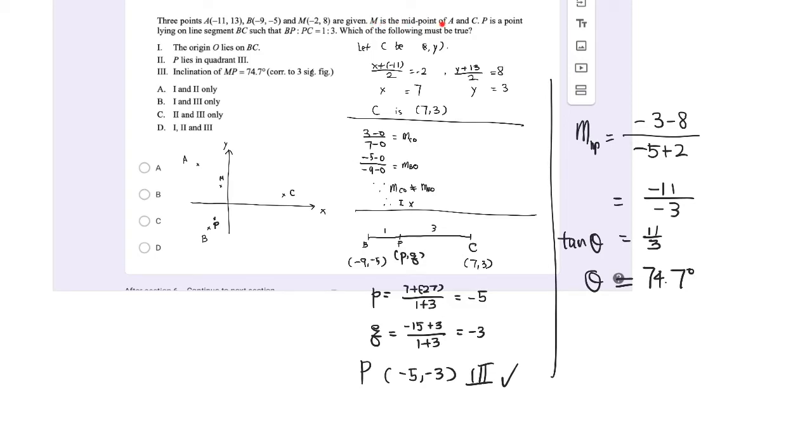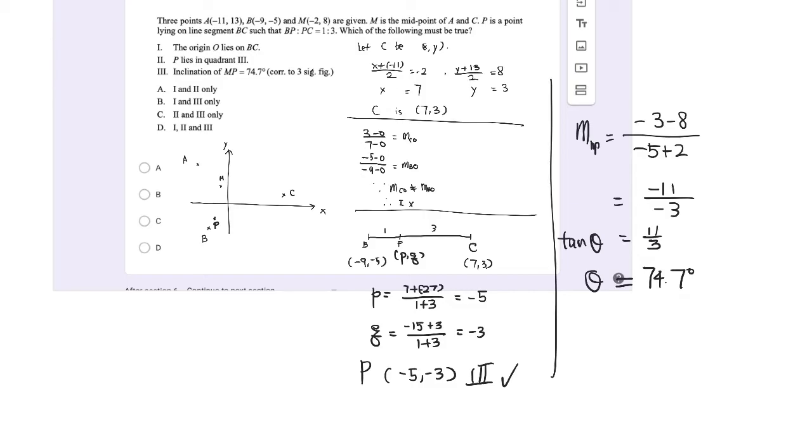By using M as the midpoint of A and C, you can solve the equation like this, because you can see A and C, and then this is the midpoint, and then you can solve it. After you find out C, then you can just check the slope of MCO and the slope of this BO. And you can see that because the slopes are not the same, that means they are not collinear, so it does not lie on BC for the origin.